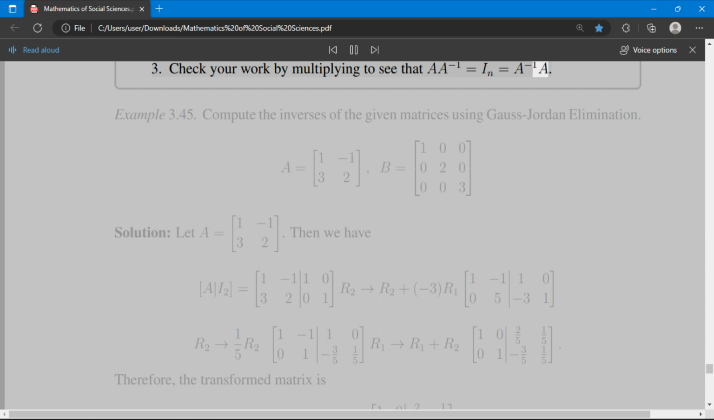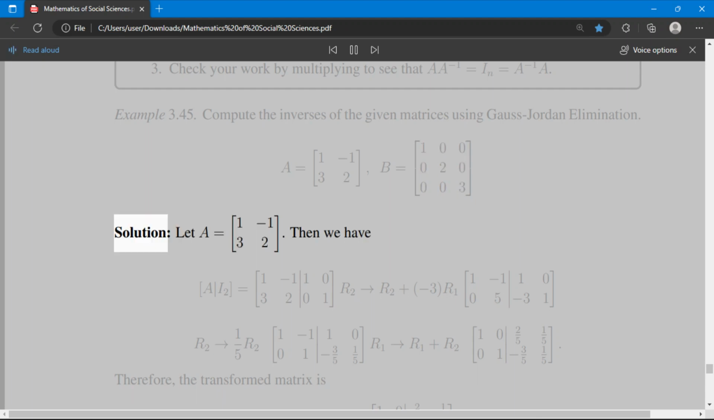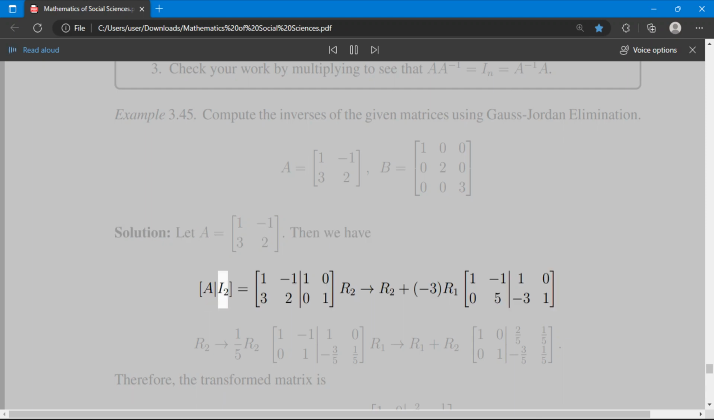3. Check your work by multiplying to see that A1 A equals In equals A A1. Example 3.45. Compute the inverses of the given matrices using Gauss-Jordan elimination. A equals 1 1 3 2, B equals 1 0 0 0 2 0 0 0 3. Solution: let A equals 1 1 3 2.